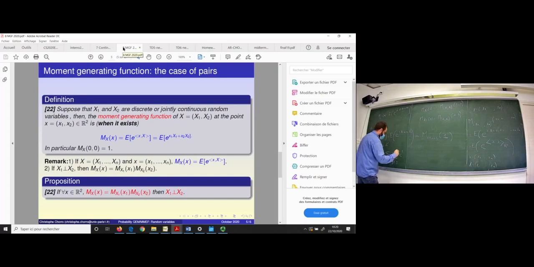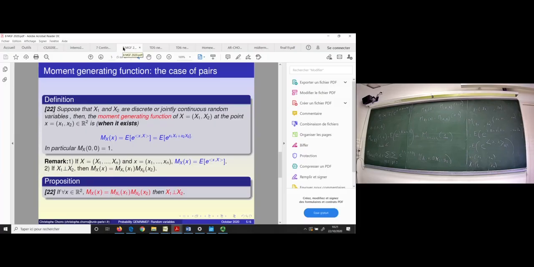Exponential of t x_i plus s y_j, let's write it this way, times the probability that X1 is equal to x_i intersected with the probability that X2 is equal to y_j. This is the expectation of what I am interested in. The x_i are the possible values for X1.